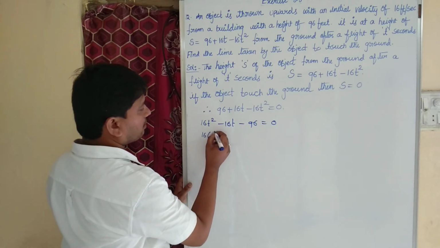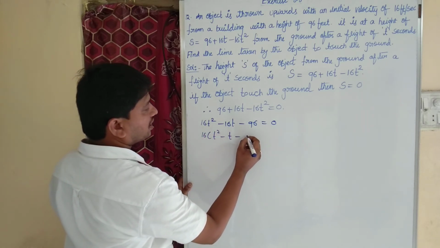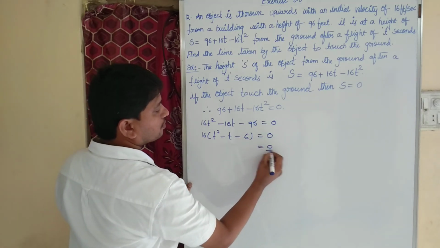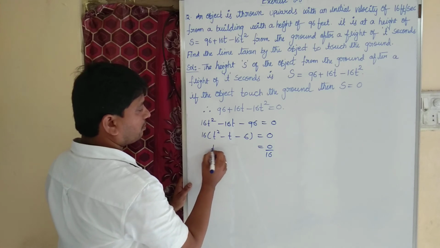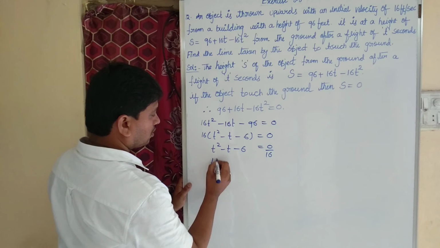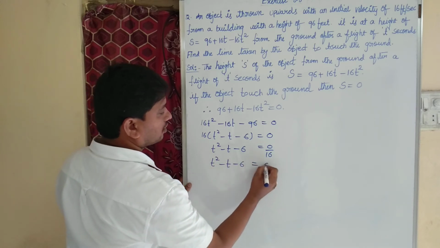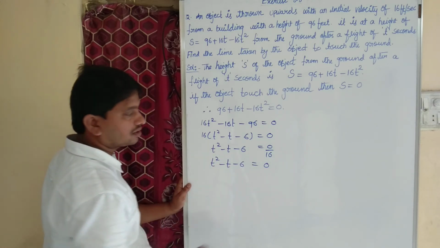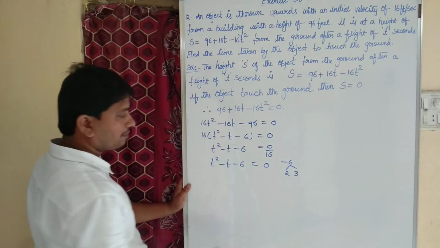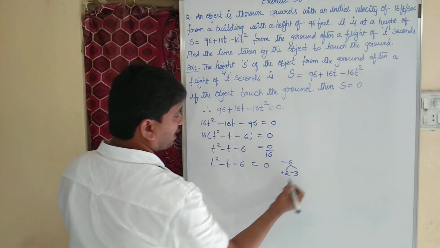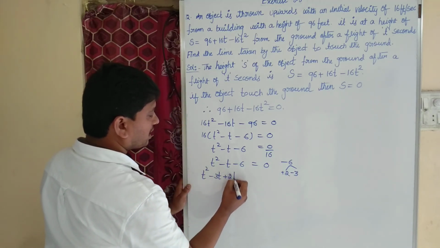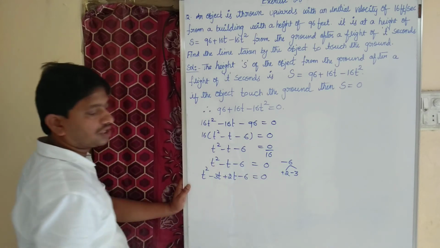Let us take 16 common. t square minus t minus 6 equal to 0. Here 16 is multiplying, transpose, it will become 0 by 16. t square minus t minus 6 equal to 0. So the factors are, as we have constant minus 6, 2 threes are 6, I mean plus 2 and minus 3. So I can write as t square minus 3t plus 2t minus 6 equal to 0.